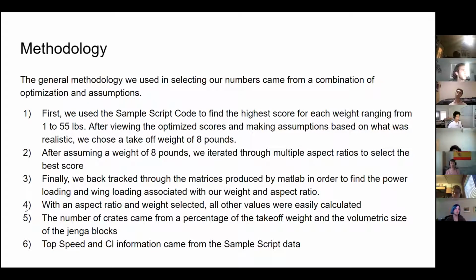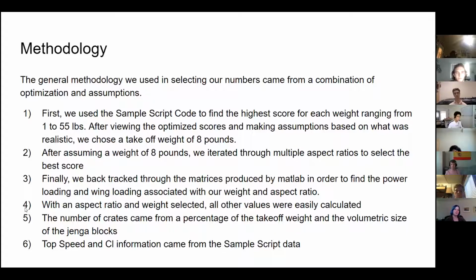After we made the assumption of 8 pounds, we were able to iterate through a combination of aspect ratios in order to find the most logical values that, again, still yielded us the highest score. Then, once we had those 2 numbers picked out, we were able to backtrack through the different matrices that were produced by the MATLAB code in the sample script. We were able to find the wing loading and power loading values based on the position of those 2 values in their respective matrices. And then with an aspect ratio and weight selected, we were able to pretty easily calculate all the other values.